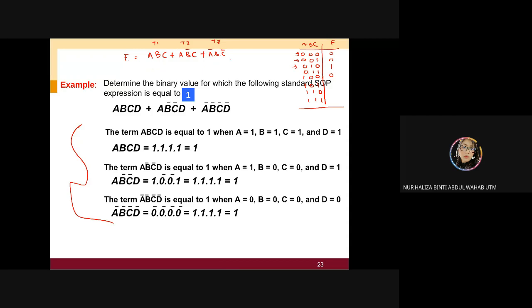I check another input. This one is 1, 0, 0. For term 1, 1, 0, 0, this one is 0. Plus 1, 0 bar, 0, I get also 0. And 1 bar, 0, 0 bar, I will get 0, 0, 1. So it's still 0. 0 plus 0 plus 0, I get 0.